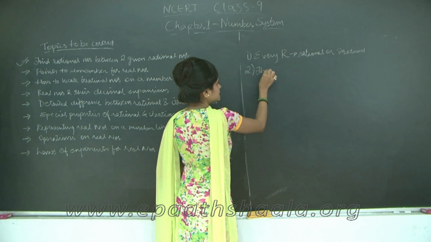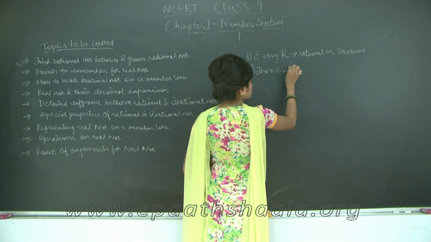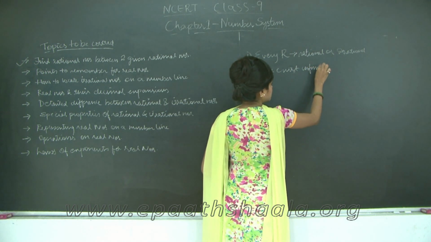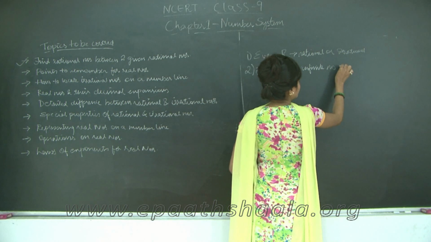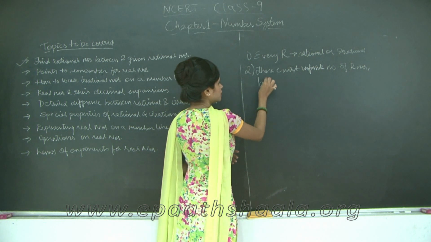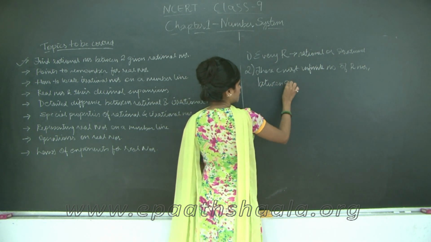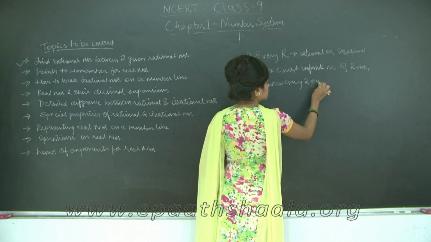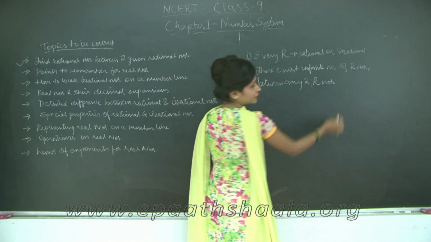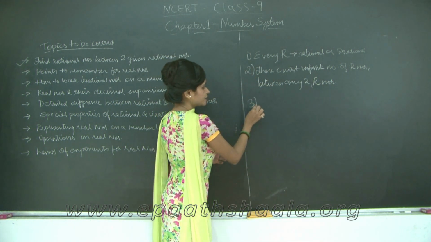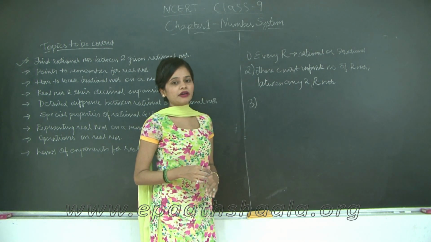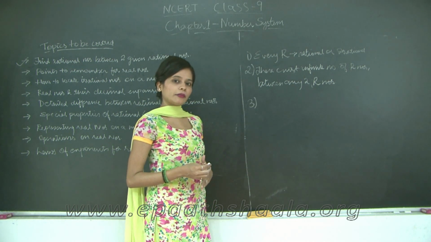So there exist infinite real numbers between any two real numbers. And the third point, every real number can be plotted on the number line, which is why the number line is also known as the real line.